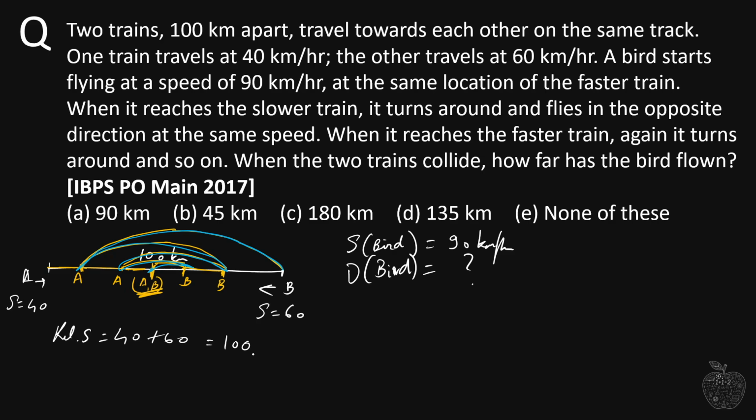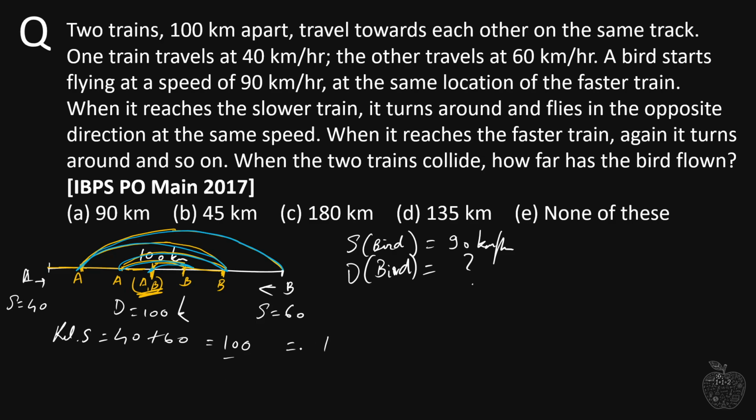Now from this information we have speed, and we have distance. Distance here is 100 kilometers because they are 100 kilometers apart. So from this information we can find out the time taken by both the trains to collide. This is the time t taken by both the trains to collide, and that will be the same time the bird has flown for, right? So let's first calculate that.